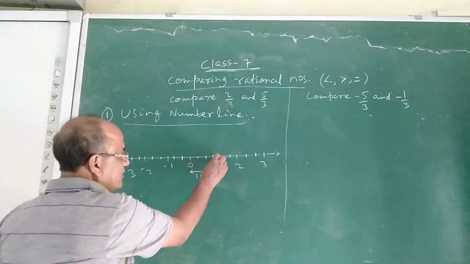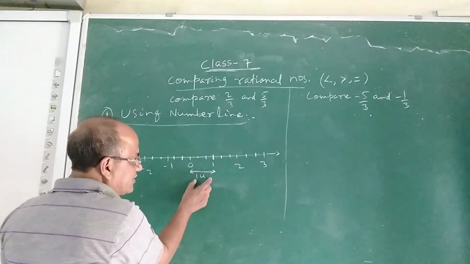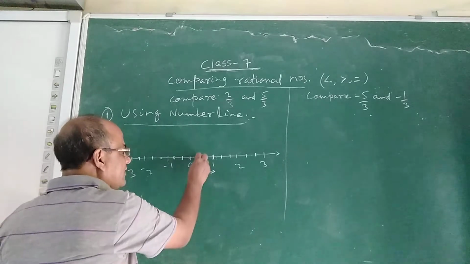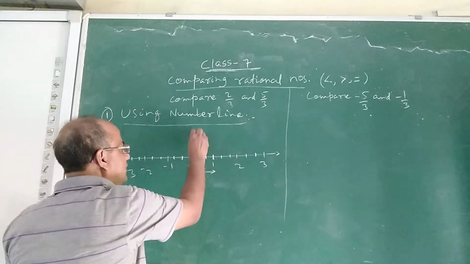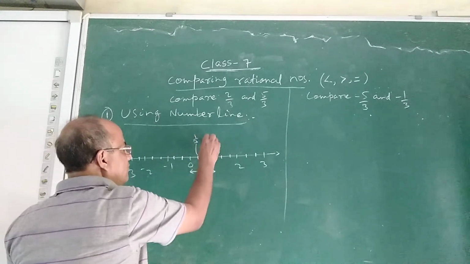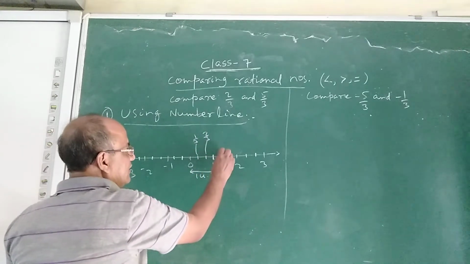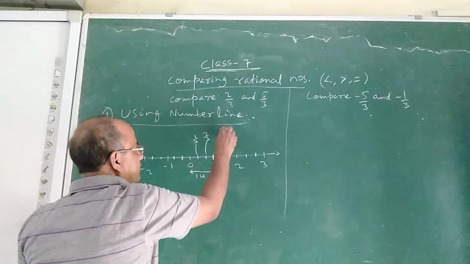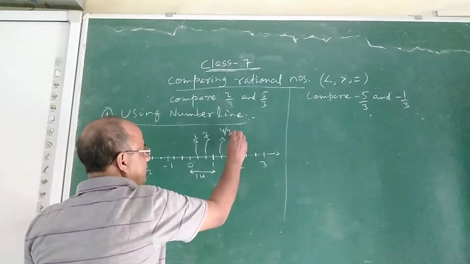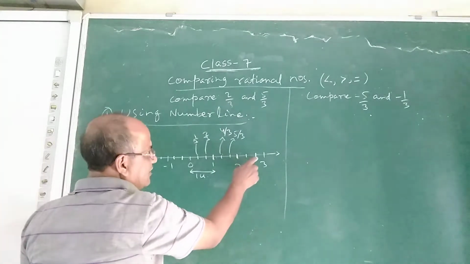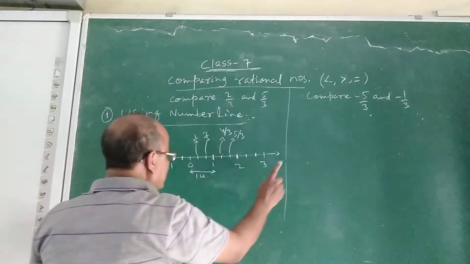Now see, this is 0 and this is 1. This is 1 unit, and we have divided it into 3 equal parts. So this part will be 1 by 3. This part will be 2 by 3. This will be 3 by 3. This will be 4 by 3. This part will be 5 by 3. This is 2, which means it is 6 by 3, 7 by 3, 8 by 3, 9 by 3. Like this it will continue.